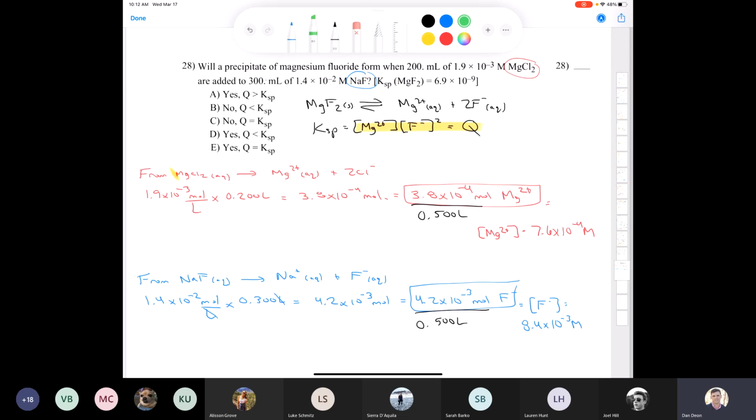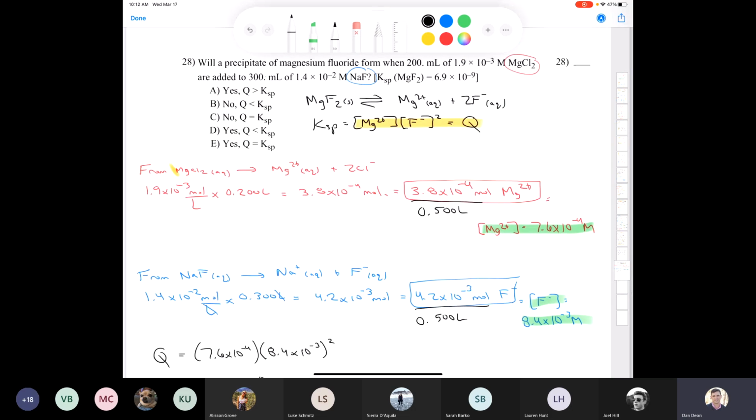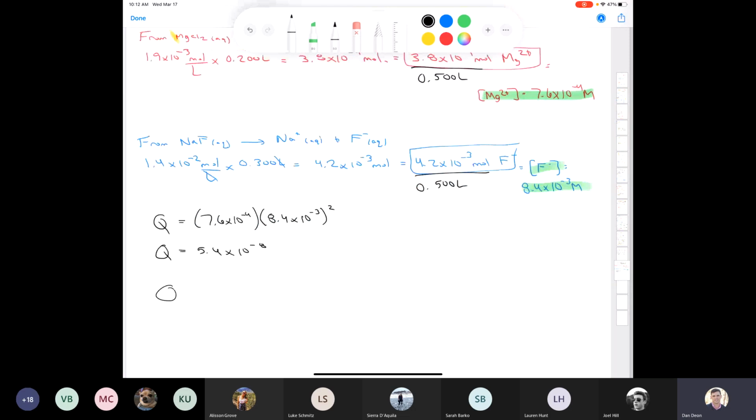Hot dog, we have a winner. I got the concentration of my magnesium, I got the concentration of my fluoride, and I got my expression for my Q. Let's do it up. Our Q is equal to, and you can call it QSP if you want, 7.6 times 10 to the negative 4 from our magnesium multiplied by 8.4 times 10 to the negative 3 squared from our fluoride. We get that Q is equal to 5.4 times 10 to the negative 8. What was our KSP? 6.9 times 10 to the negative 9. Our Q is greater than our KSP.